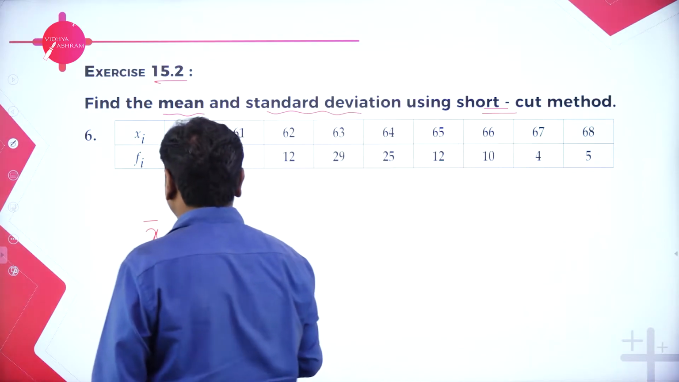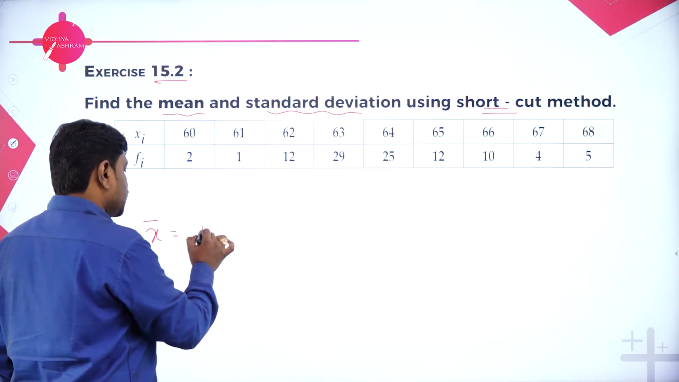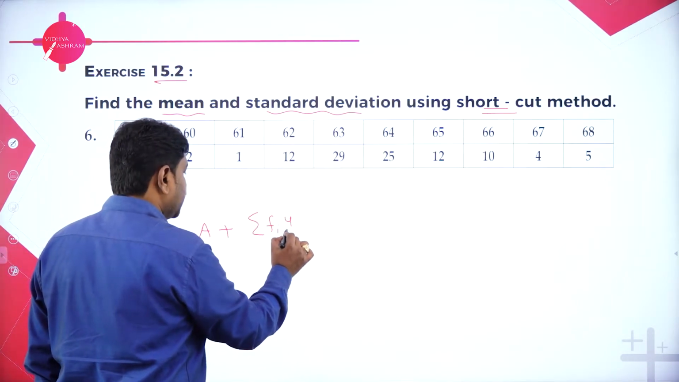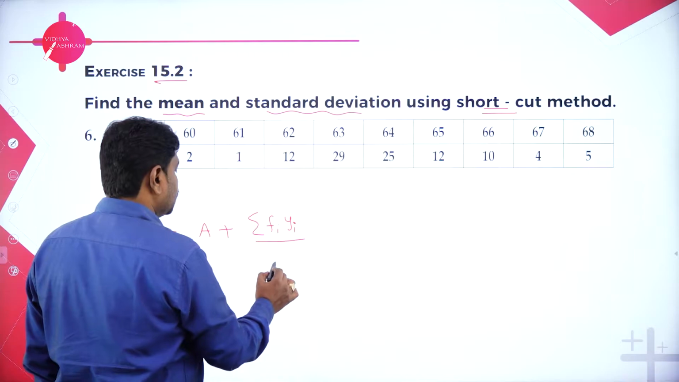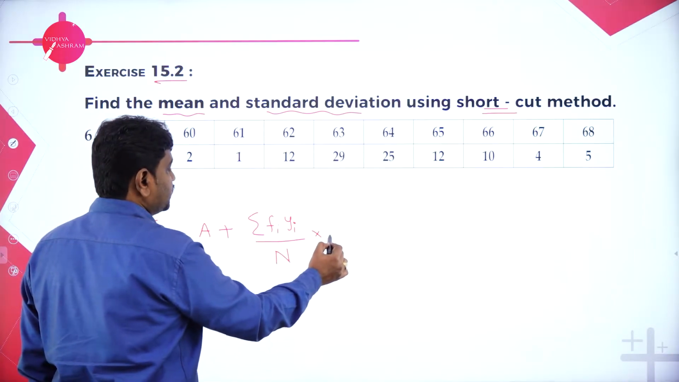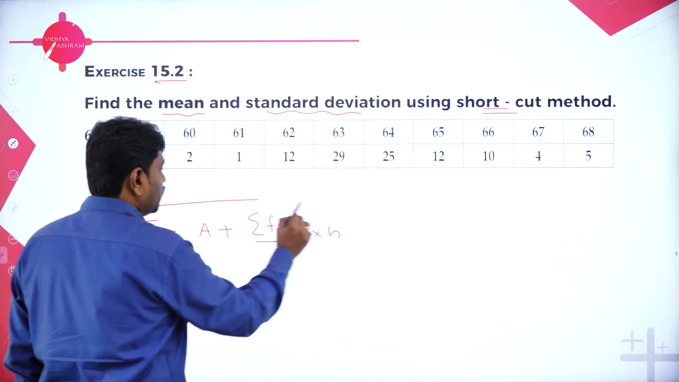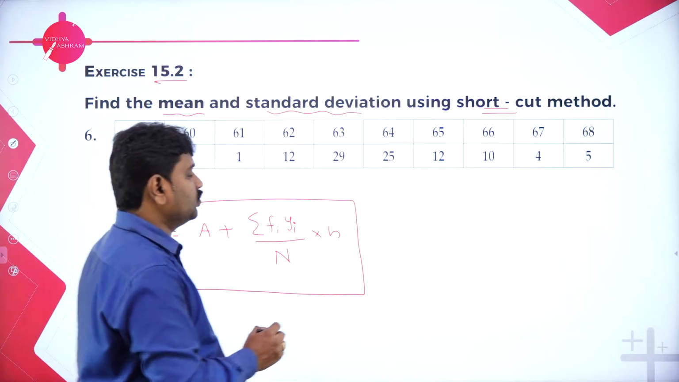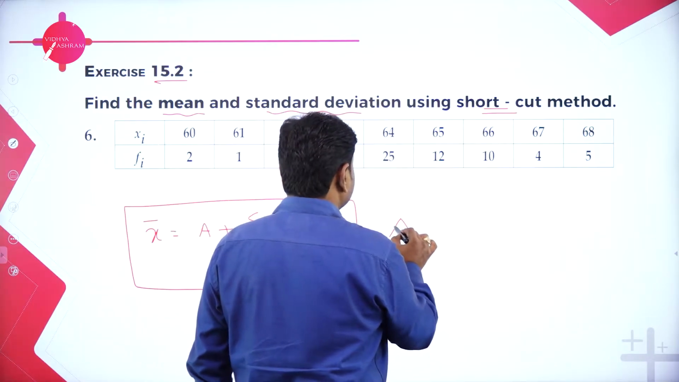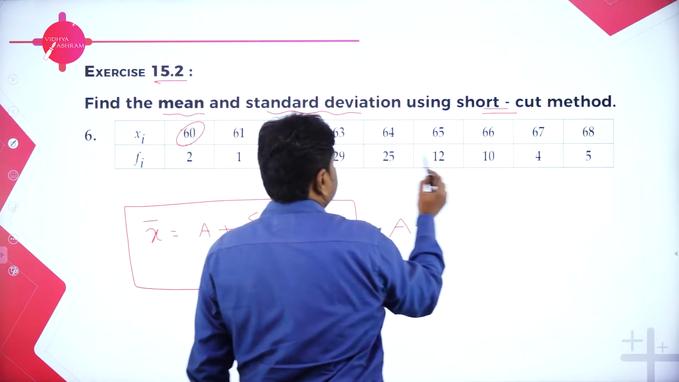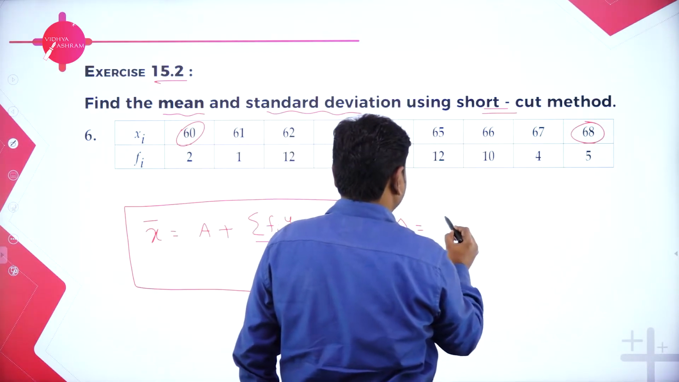So in the shortcut method, mean is assumed mean plus sigma fi yi divided by capital N, into class size h. This is the formula for what? Mean by what method? Shortcut method. So first we have to assume the mean. How to assume the mean? We take the average of the first value and last value. 60, 68, average of it.